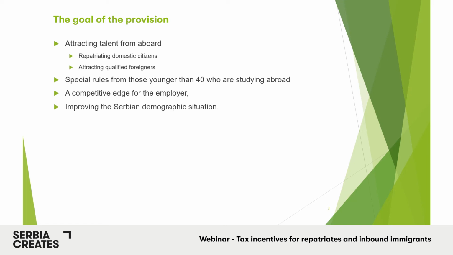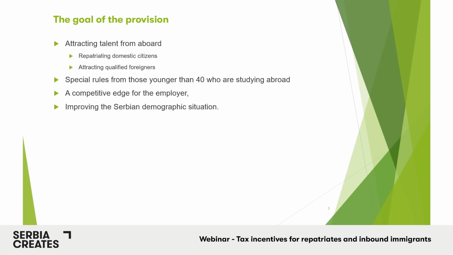And what you will see is that the primary focus of the measure is on repatriating Serbian expatriates, so Serbian citizens. But the rules are also provided equally or almost equally for qualified foreigners. So attracting foreign workforce is also covered by this provision. Now, let me give you some information on where this incentive comes from, and what were the experiences of other countries on which this provision has been modeled.